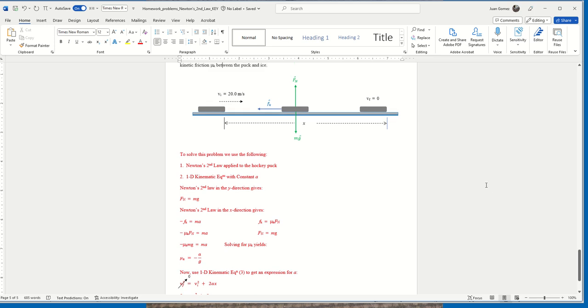Okay, now let's look at the x direction. Let's apply Newton's second law in the x direction to the puck. Well, remember, sum of the forces in the x direction equals m times a. Well, the only force in the x direction is Fk, but it's negative, which is fine. So we have minus Fk. That's the only force acting in the x direction. That has to equal the mass of the puck times the acceleration.